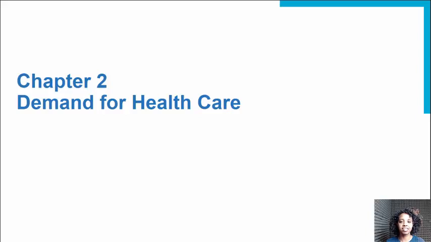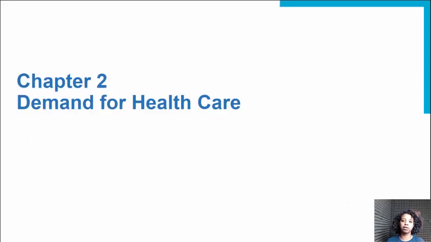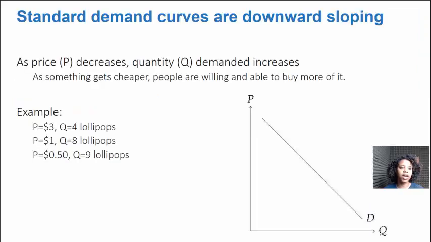Hi, in this section we're going to move on to Chapter 2 about the demand for healthcare. When we talk about healthcare demand, it basically just means the quantity of healthcare that people are going to purchase and consume. The idea is that demand curves are downward sloping, which basically means that when the price of something increases, people are willing to buy fewer.